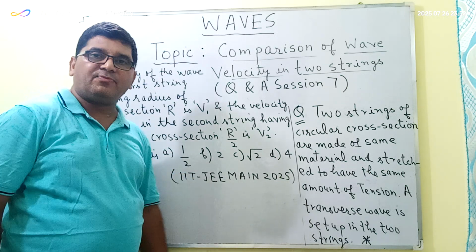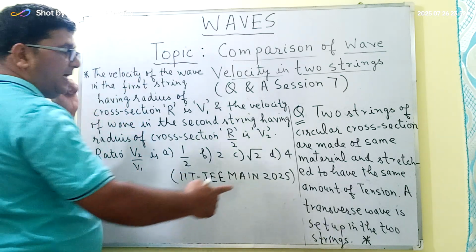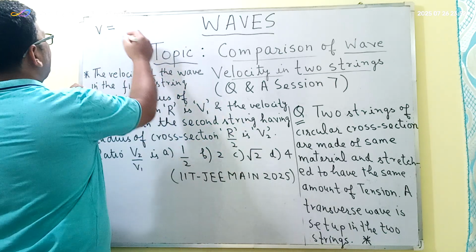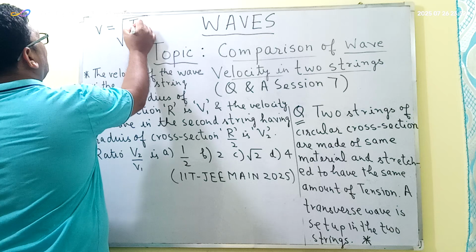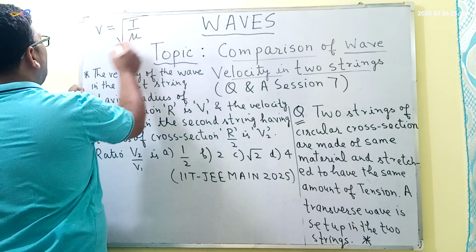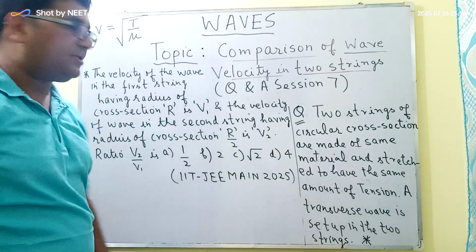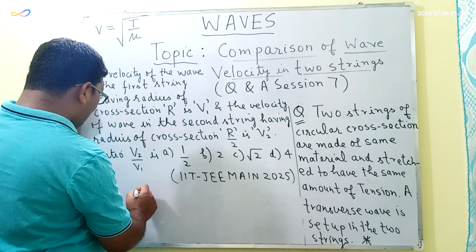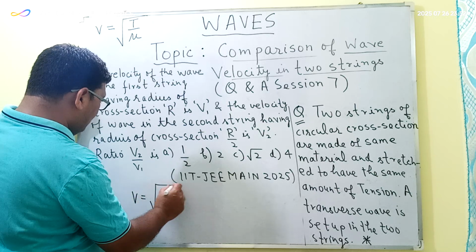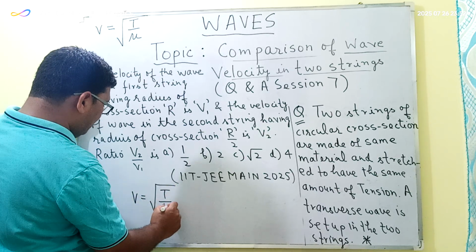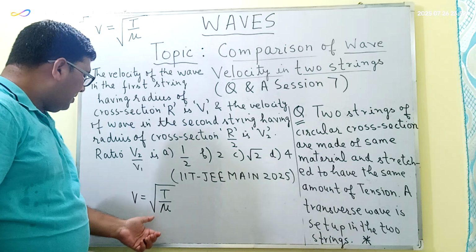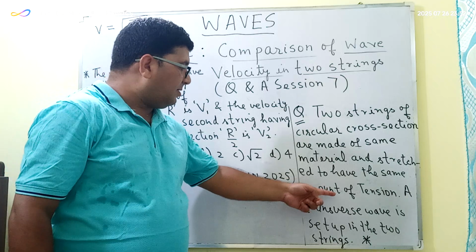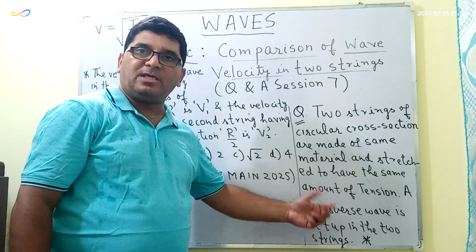Four options are given, and we have to find the correct option. So we know that the velocity of the transverse wave in a string is equal to under root of T divided by mu, where mu is the mass per unit length. So in the first case, the velocity will be equal to under root of T upon mu. This is the formula for the velocity of the transverse wave in a string.